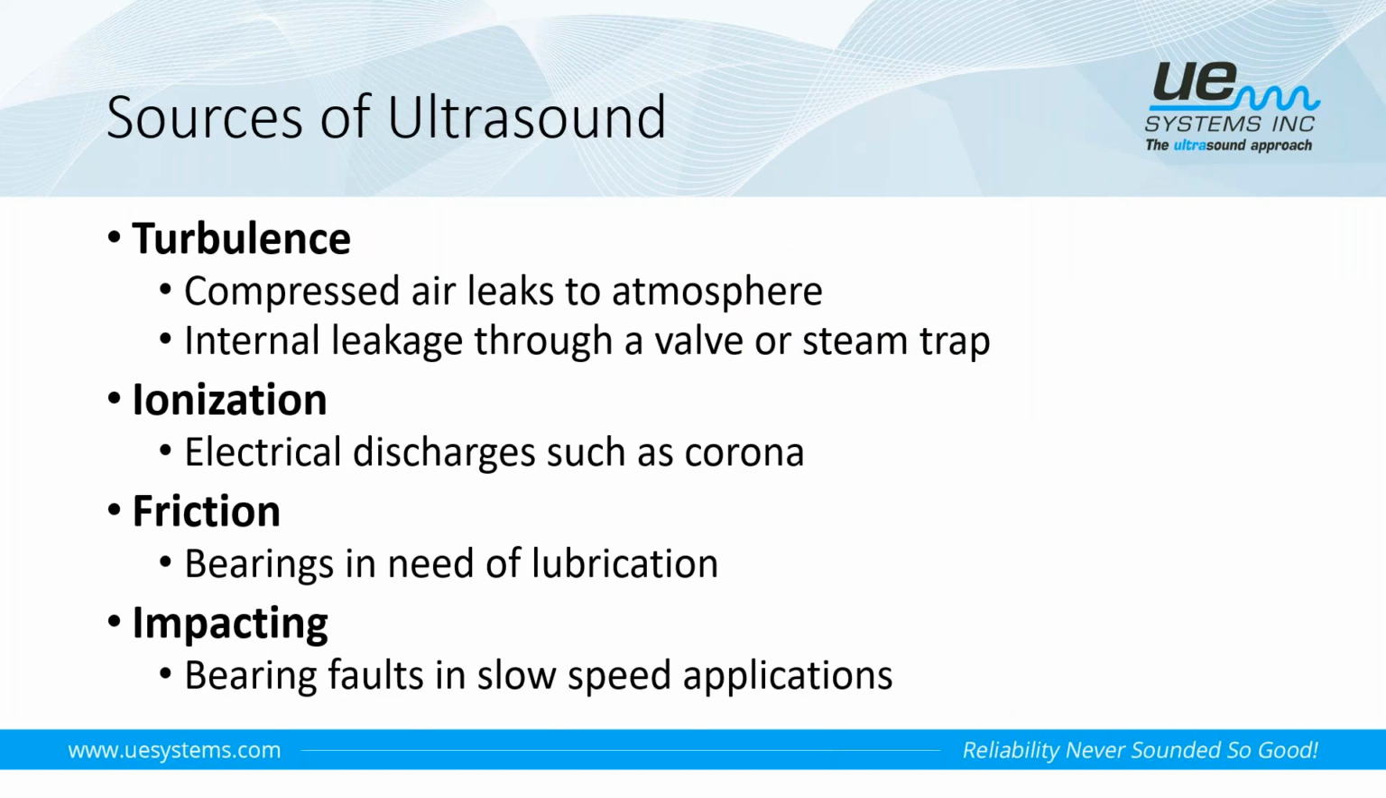And then there are different sources of high-frequency sound, and these are all things that we can detect with our instruments. So you have turbulence. That's going to be our compressed air leaks to atmosphere, where we have something under high pressure that's trying to exit out through a crack or an orifice to low pressure or atmosphere, and that creates turbulence. You can also have internal turbulence, like we talked about with a steam trap. When that steam trap cycles open and releases condensate, it produces turbulence. But then when that steam trap shuts back, the sound goes away.